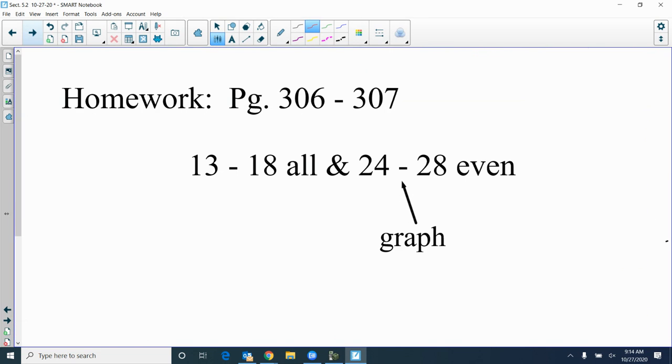Okay, so page 306. 13 through 18 all. And then 24, 26, and 28, or also known as 24 through 28. And only graph those. The other ones you just need to find the x and y intercept.